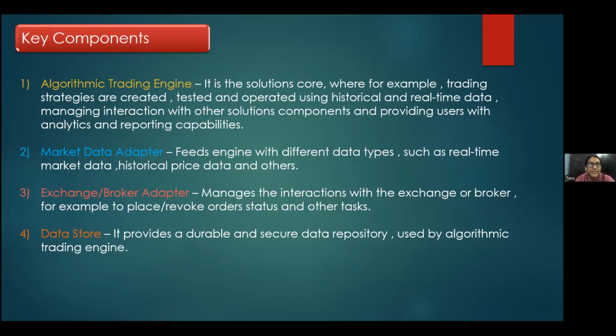And the third one is the exchange or the broker adapter. It basically manages the interactions with the exchange or the broker to place or revoke orders, check order status, or other tasks. And the last one is the data store. It provides a durable and secure data repository used by the algorithm trading engine. So these are the four main key components of cloud computing in stock marketing.